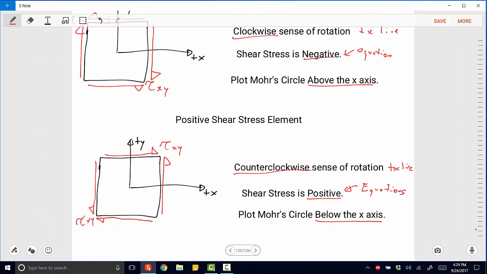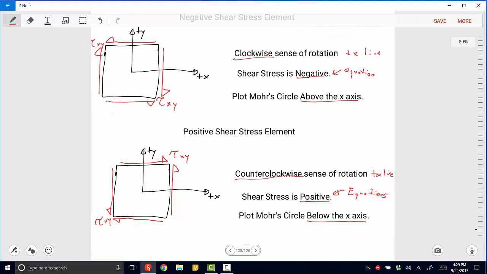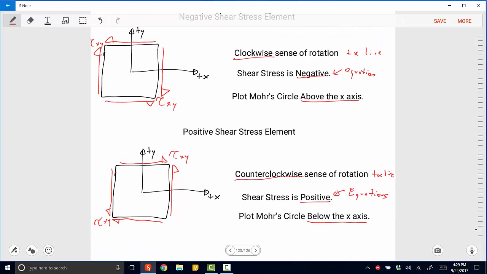So ideally, once you've become very familiar with these types of problems, you should be able to identify these three concepts. Identify that positive x line, what sense do we get. Identify what sense of skew we get, so should we have a shear stress that's negative or positive. And lastly, from there figure out should we be plotting above or below the x-axis in Mohr's circle.